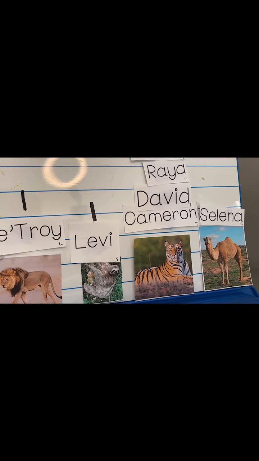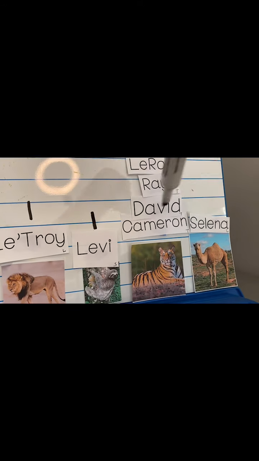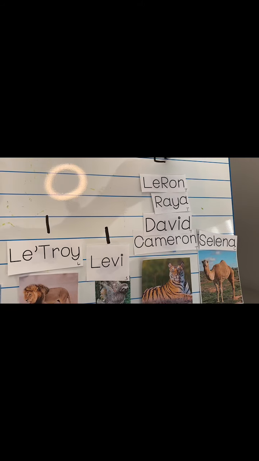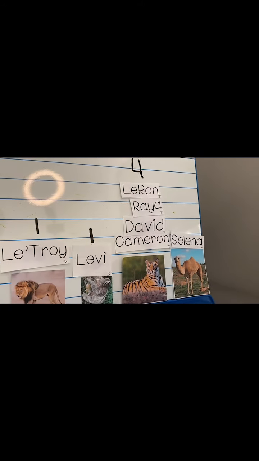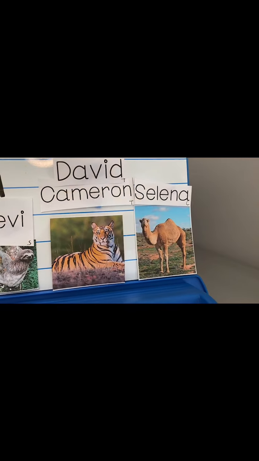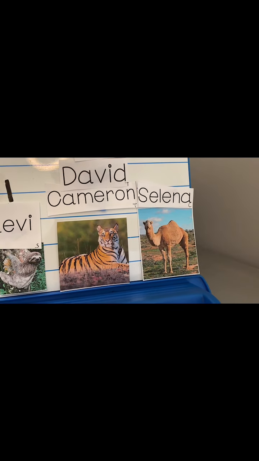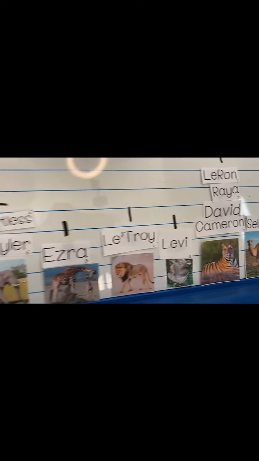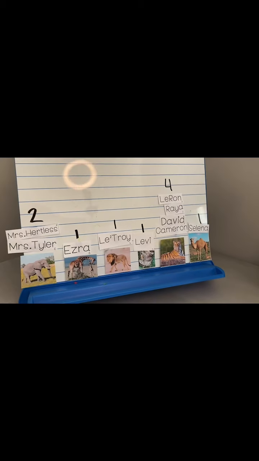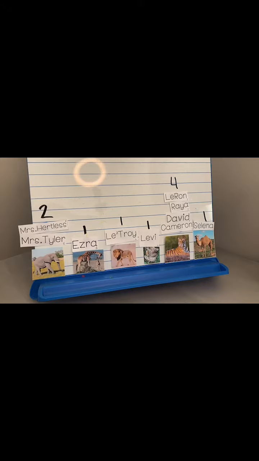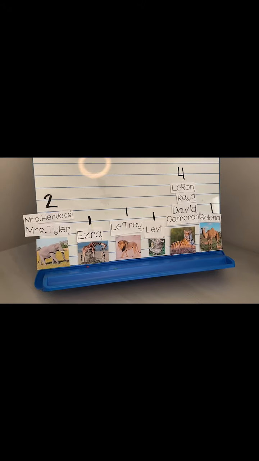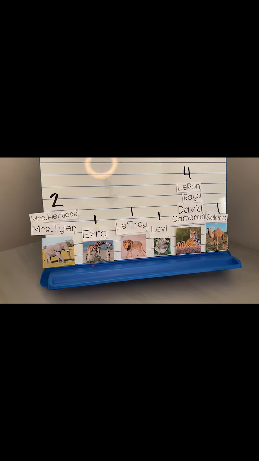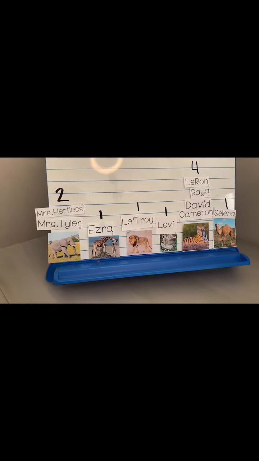Let's count how many friends like the tiger. Are we ready? 1, 2, 3, 4. 4 friends like the tiger. And how many friends, boys and girls, like the camel? 1 friend likes the camel. I want you to take a look at our graph and tell me which animal that lives in the zoo my friends liked the most. Which one had the least?